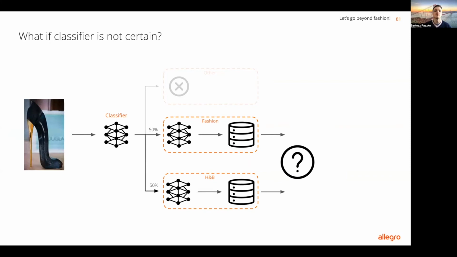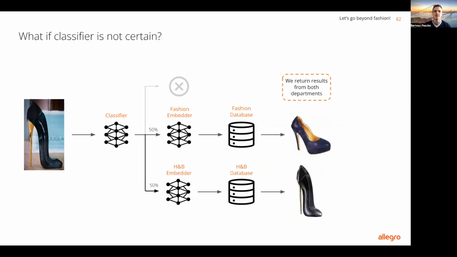Unfortunately, we faced a new problem. Previous examples show the case when a classifier is sure about the item's category. But what if it's not? Let's say both departments have high probability. We still might want to return some results. In such a case, we returned results from both paths and mixed them together, so we had a higher chance to find the requested item.